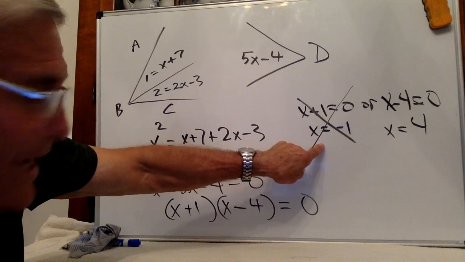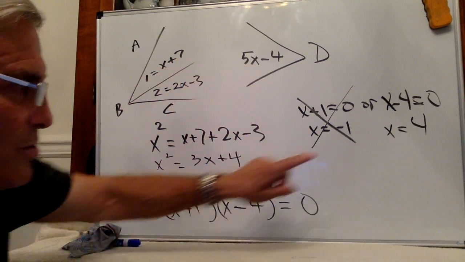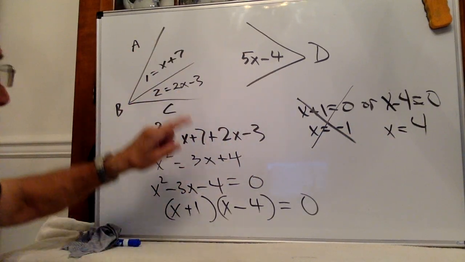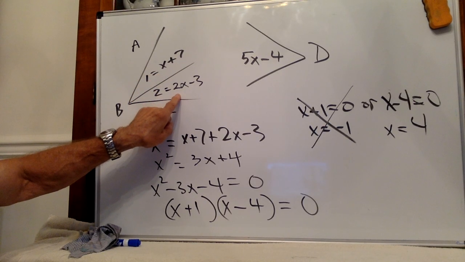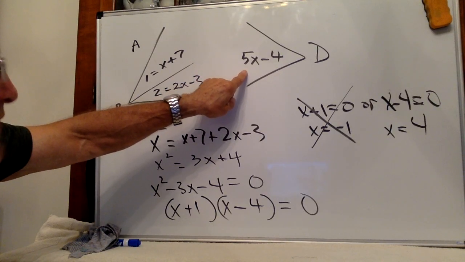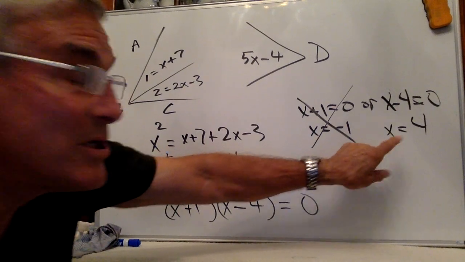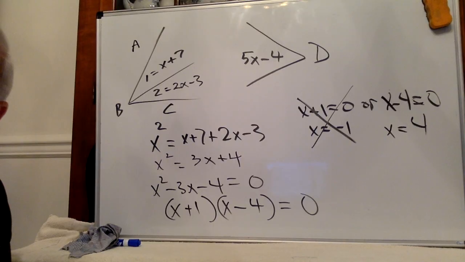If you plug in a negative 1, you get negative angles. We are not going to talk about negative angles. When you plug in a 4, both angles equal 16. 4 plus 7 is 11. 2 times 4 is 8. 8 minus 3 is 5. 11 plus 5 is 16. 4 times 5 is 20. 20 minus 4 is 16. So here is the solution to your problem, and it makes the two angles congruent.